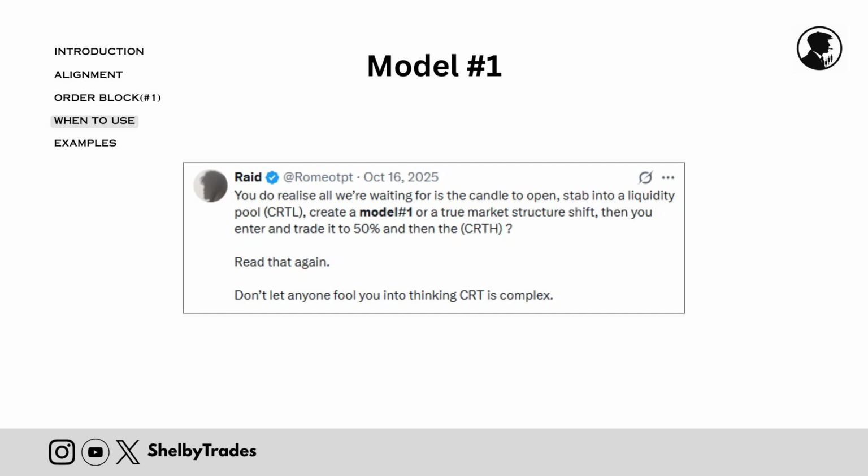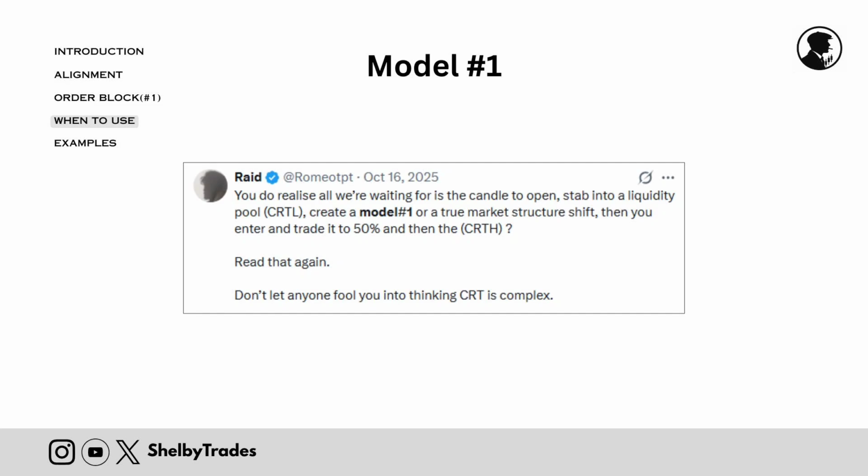So this should happen at the key time, which is our classic ICT kill zones, London and New York, right? So this should happen at that specific time. Then you enter and trade it to 50%, and then the CRT high. So this would be our first and second target, right?